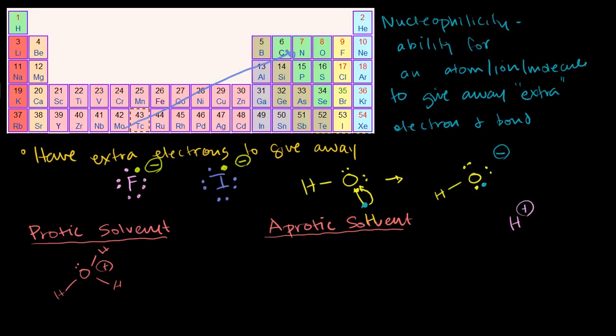And then this proton is very available. You can almost imagine it floating around, because that oxygen really wants to take back that electron. So the protic solvent is water. In water, you might see a little bit of hydroxide, a little bit of proton, a little bit of hydronium. You see all of it in there. But the bottom line is that there are protons that can react with other things.